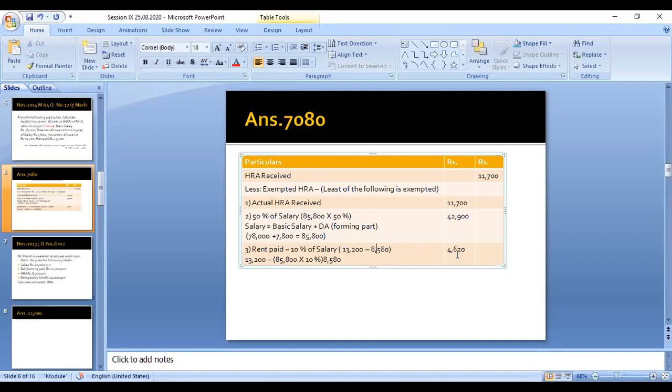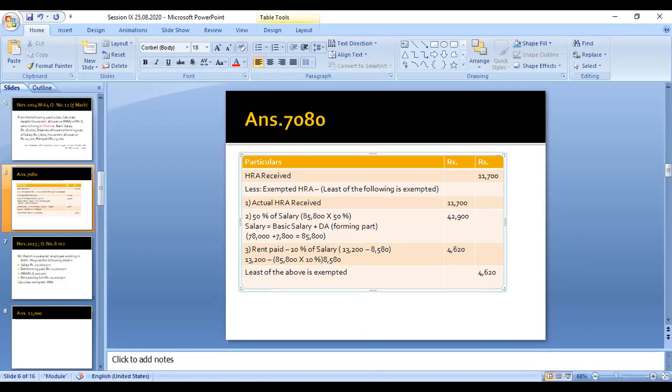You will get 4,620. Now comparing these three amounts, we can arrive at the least of the above, and that amount is 4,620. The first one 11,000, second one 42,000, third one 4,000. So this is the least, and this amount only is exempted. We need not pay the tax on it.